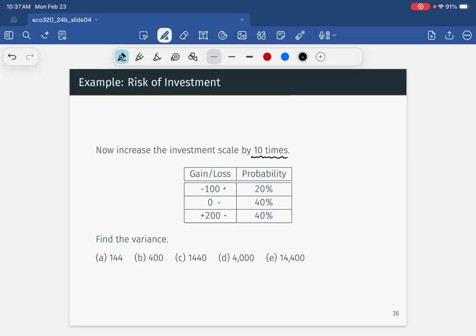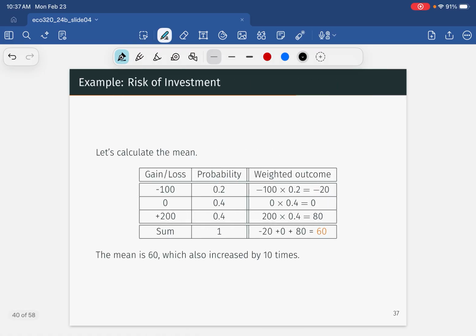Before going to the next page, I want you to calculate the variance of this example by yourself, right? Or at least guess how the variance will change. It may not change. The original variance was 144. So when you increase the scale, how would the variance change? Okay, stop the video if you need time to calculate the variance. But let me turn the page.